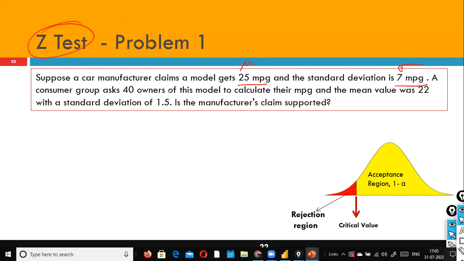Okay, a consumer group asks 40 owners of this model to calculate their miles per gallon, and the mean value was 22 with a standard deviation of 1.5. Is the manufacturer's claim supported? First of all, what is the null hypothesis here?